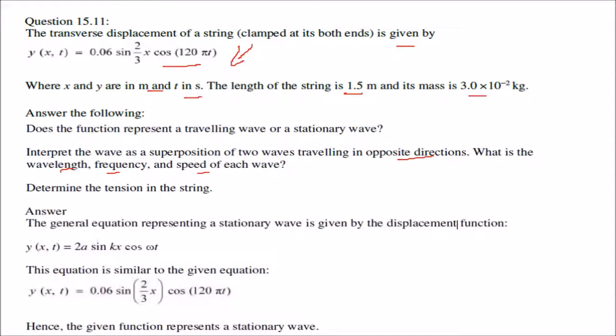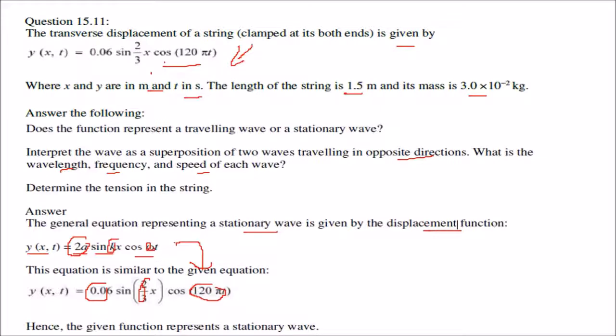See, the general form of any stationary wave equation is given by the displacement function y(x, t) equal to 2a sin kx cos omega t. If you see, these two are matching somewhat, so the equation is similar to this equation. Now we compare. This 2a is equal to 0.06, k is equal to 2 by 3, omega is equal to 120 pi. So everything is known.